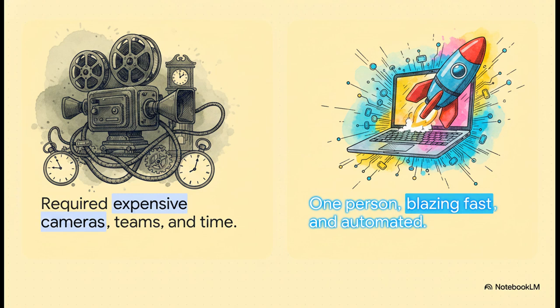Okay, let's dive into this. Think about the old way of creating content. Years ago, getting into this required a massive barrier to entry. We're talking expensive cameras, lighting setups, incredibly complicated editing software, large production teams, just a massive time sink. But the new AI way? It's streamlined down to just one person. It moves at absolute lightning speed, and it is largely automated. Savvy beginners are taking this new automated playbook and literally outpacing traditional production teams. It's a total game changer.